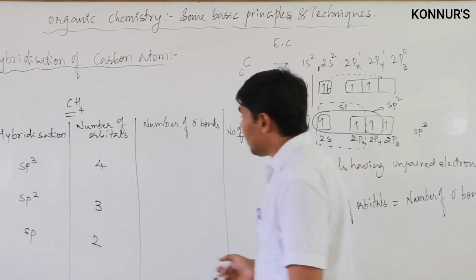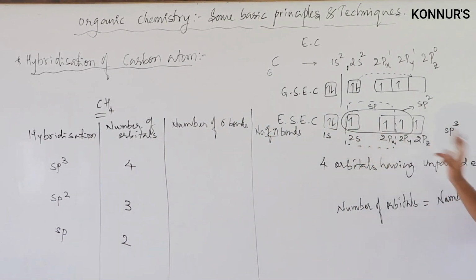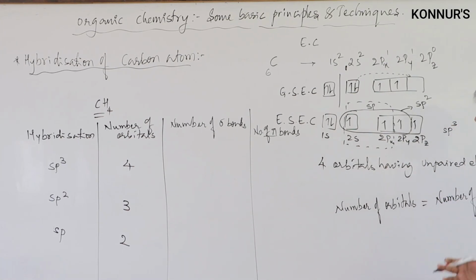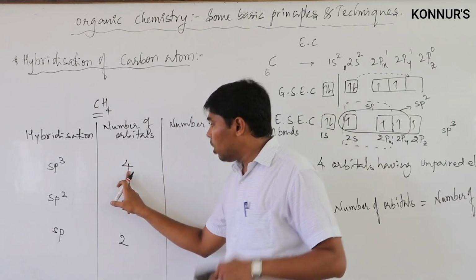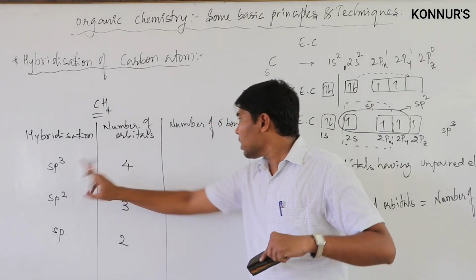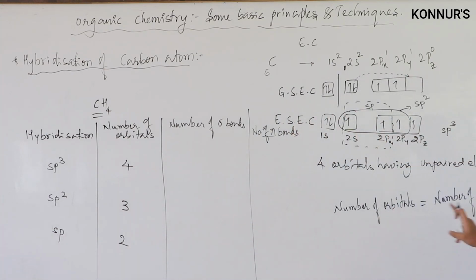The valence of carbon is 4. Since I have told you there are 4 unpaired electrons, it will have only 4 bonds. Carbon has 4 bonds. Since it has 4 orbitals in sp3 hybridization, all of them will form sigma bonds. I have already told you that the number of orbitals equals the number of sigma bonds. There are exceptional cases, which I will tell you.